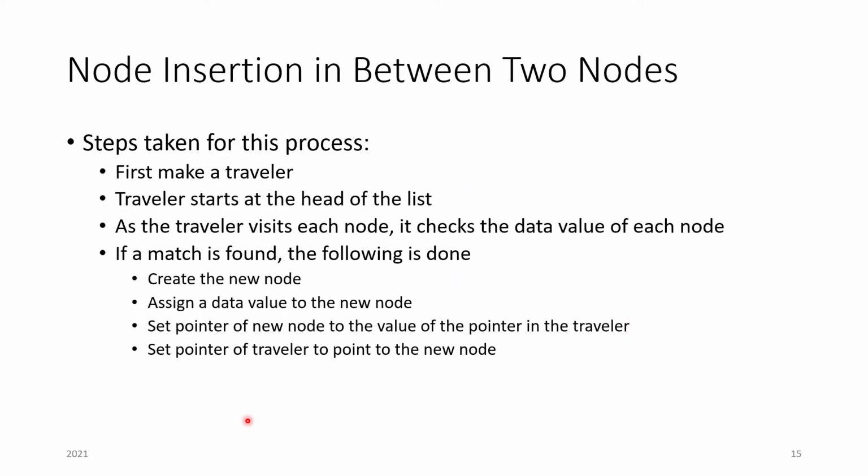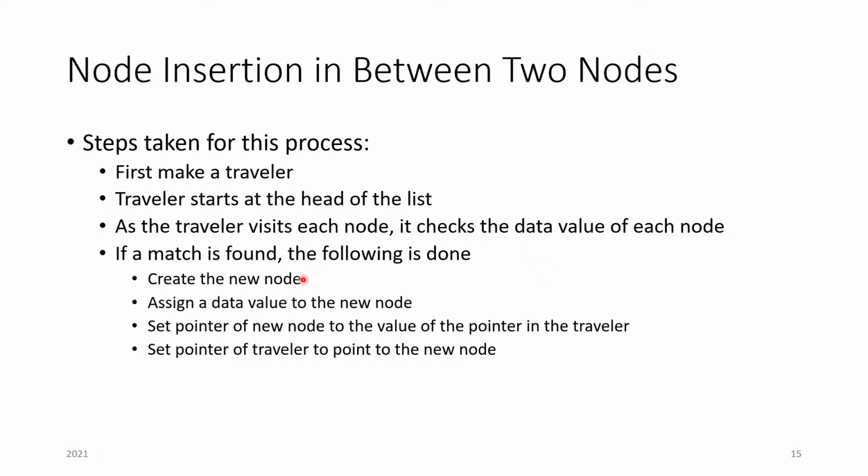So the steps taken for this is that you need to make your traveler node similar to that of the display function that we saw earlier. And we start at the head of the list, and we check each node to find that unique identifier or data value. If we find that data value, in this particular case, we'll be inserting the new node after this found data value node.